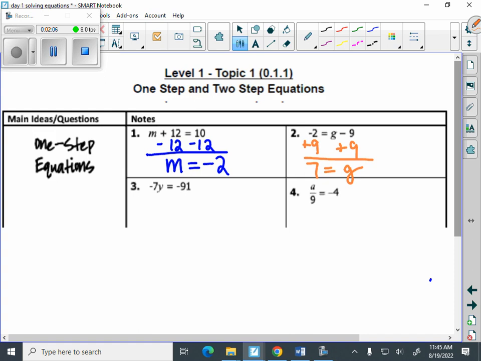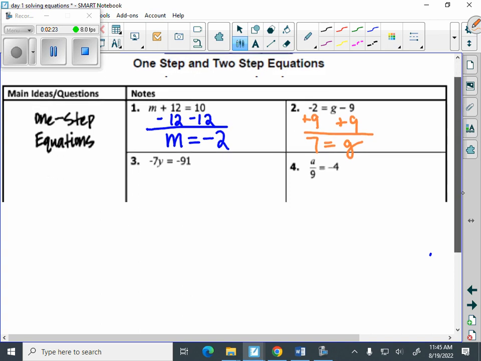So on the first example, we had to use subtracting on both sides because we were undoing the addition. On problem number 2, we had to add 9 to both sides because we were undoing the subtraction.